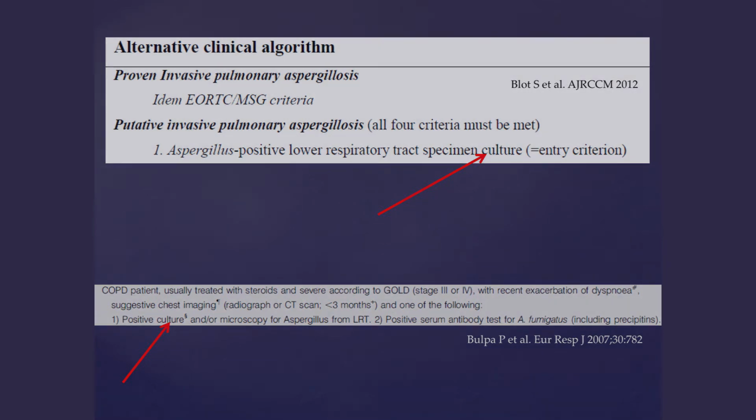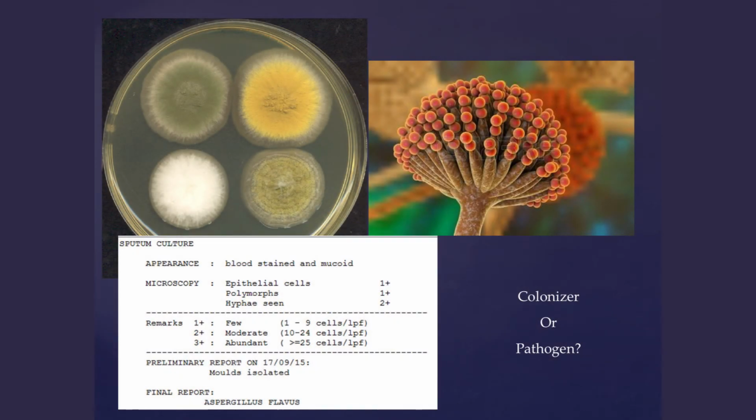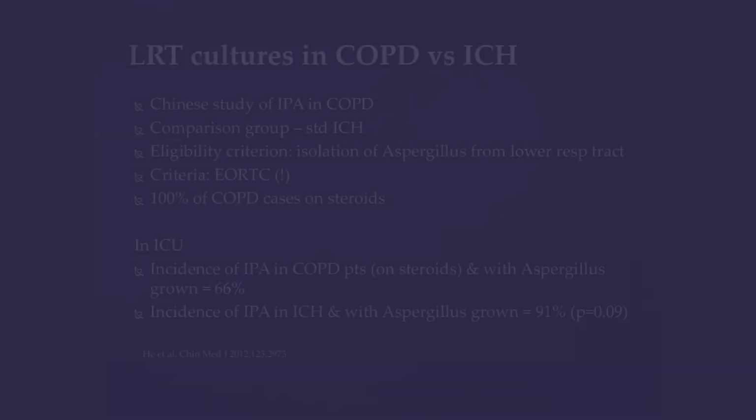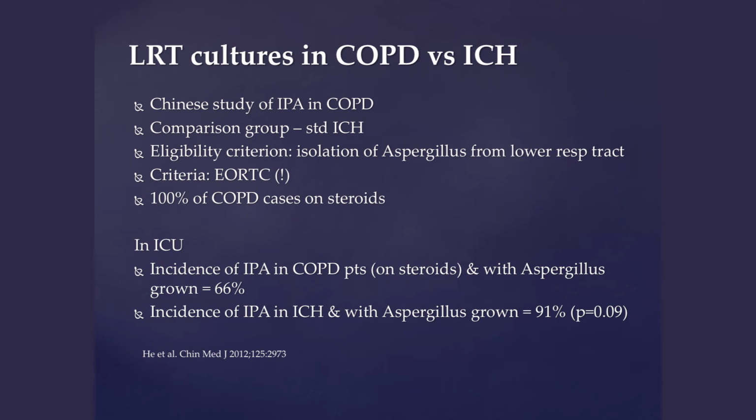Dr. Chakrabarti alluded to the fact that sometimes when we get a positive culture, we can't tell between colonization and infection. So here is a very good case control study. I think this is a Chinese group. They looked at COPD versus other immunocompromised hosts, and they just looked at the issue of Aspergillus cultured from the lower respiratory tract, and they force-fitted the patients into the EORTC criteria. So if you are one of the standard immunocompromised hosts, and Aspergillus is grown, then 91% of such patients have pulmonary aspergillosis. This one we don't neglect, right?